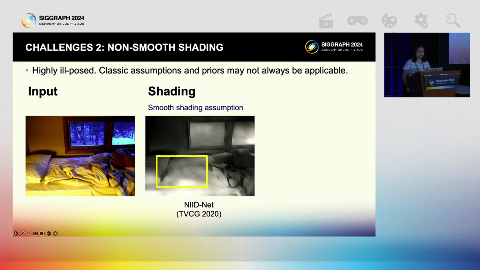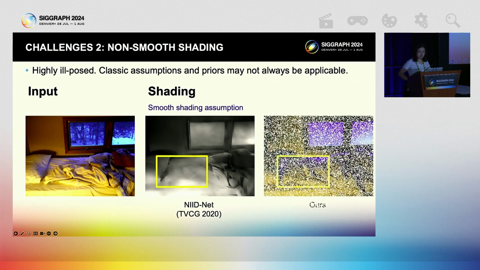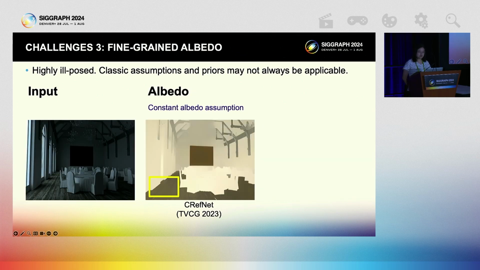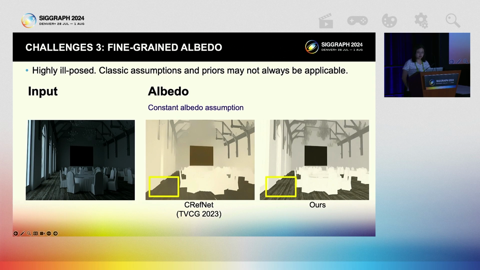Also, as the previous method assumes shading is mostly smooth, some shape variations are ignored, like the blanket on the bed. Its folds are ignored by this previous model, but our model can estimate complex shading for this soft fabric. And another common assumption, albedo should be piecewise constant. This assumption has difficulty reconstructing detailed textures, like the wooden floor pattern in the example. Our model can estimate fine-grained albedo.